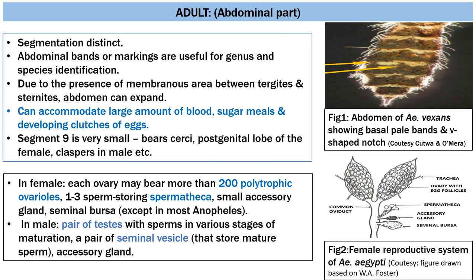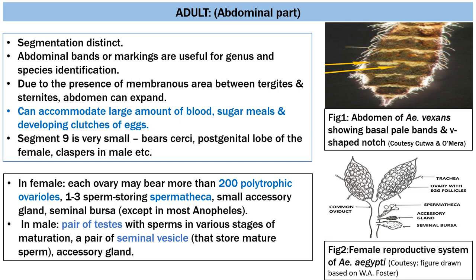Female possesses one pair of ovary. Each ovary may bear more than 200 polytrophic ovules, 1 to 3 numbers of sperm-storing spermatheca, small accessory gland, seminal bursa, except in most Anopheles mosquitoes.